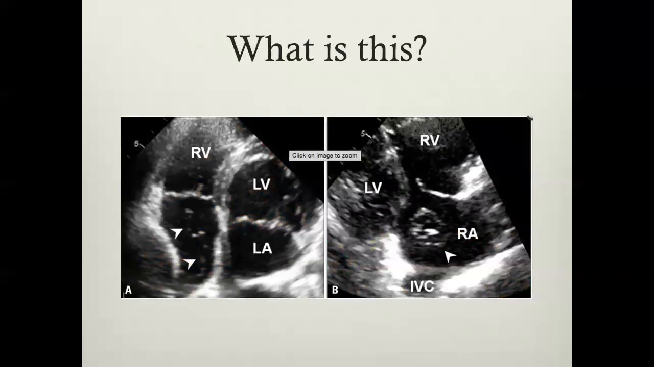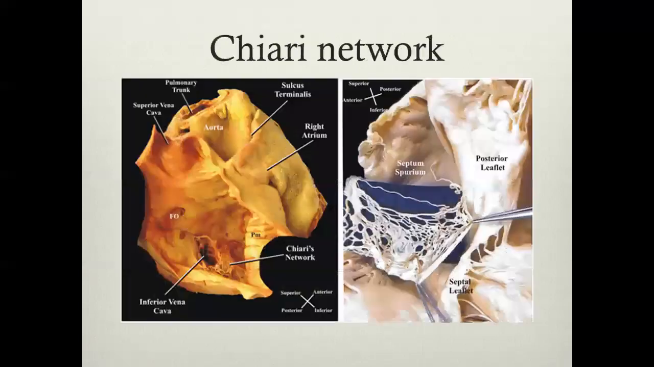All right. Let's click on this image to zoom. What is this? What do the arrows point to? It would be nice in real time, but I was too lazy to find a movie. In the right atrium. Chiari. Yes. What was Chiari's first name? Hans. So the Chiari network is the other remnant of the right valve of the sinus venosus. Here you can see a very impressive Chiari. This poor patient had some blue cloth in the atrium. And here's the Chiari at the bottom of the right atrium.